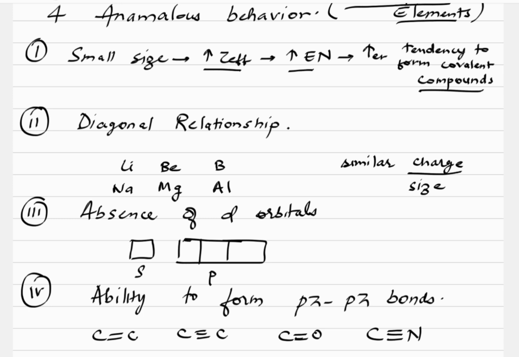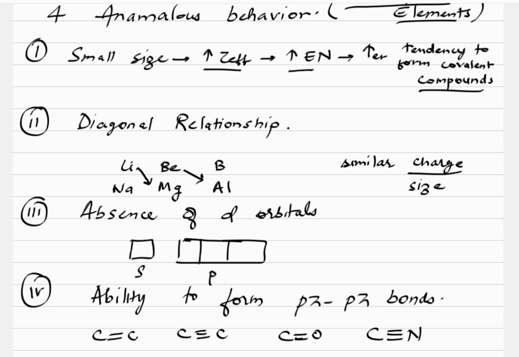Then another thing about the first member is that they tend to resemble more the diagonally opposite element rather than the member of their own group. So lithium resembles more with magnesium, which is diagonally opposite to it, and similarly beryllium resembles more to aluminium, which is also placed diagonally opposite to beryllium.